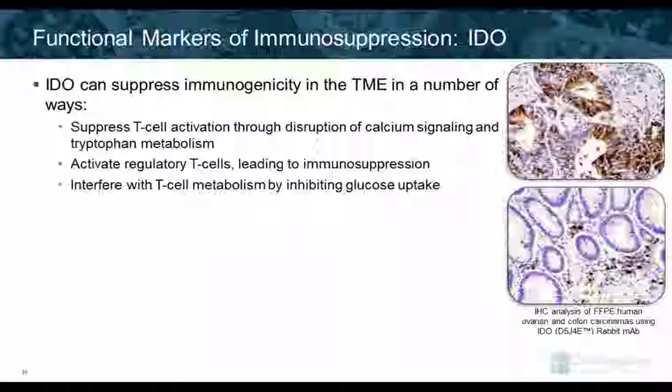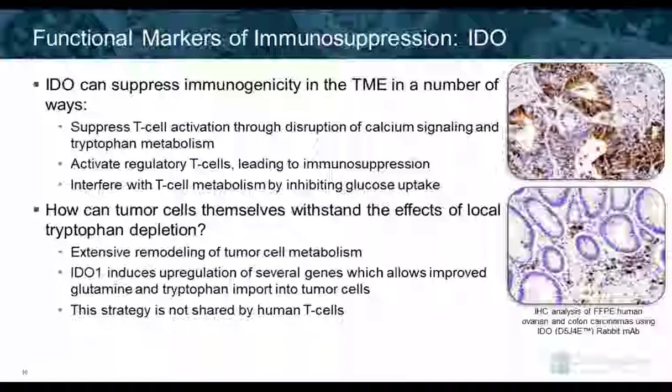So to start with, IDO can suppress immunogenicity in the tumor microenvironment in a number of different ways. It can disrupt calcium signaling and tryptophan metabolism. It can activate regulatory T cells leading to immunosuppression, or it can interfere with T cell metabolism by inhibiting glucose uptake. Immune cells are the main target of tryptophan depletion, as tumor cells have a number of ways to withstand these effects.